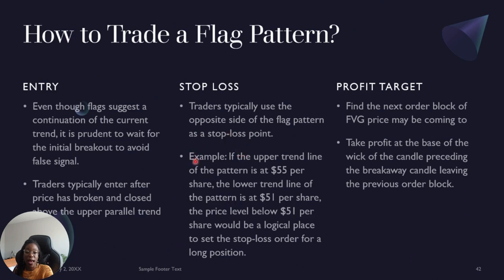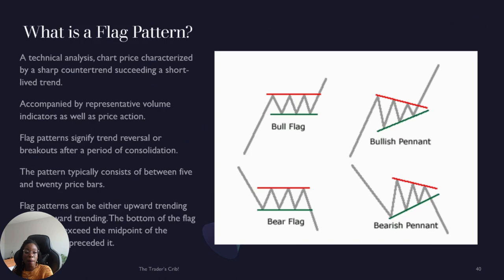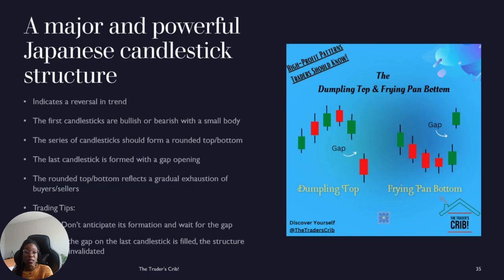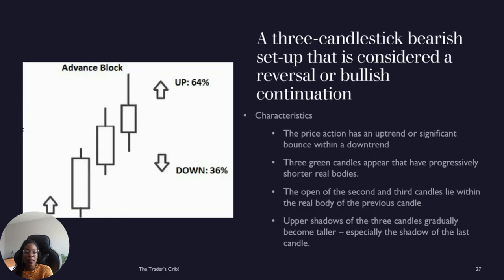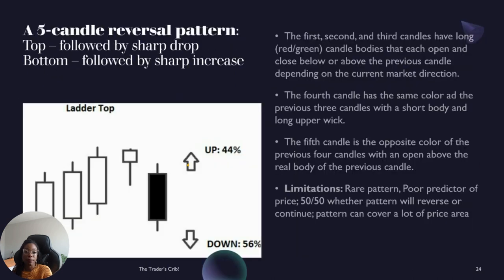And how do we trade the flag patterns? Well, you would take your entry. Even though the flag suggests a continuation of the current trend, it is prudent to wait for the initial breakout to avoid a false signal. Traders typically enter after price has broken and closed above the upper parallel trend line. The stop loss can typically be placed below the level of consolidation. Your take profit is usually going to be a target above, where price breaks out at the next level of resistance. Your take profit can look like a previous order block that needs to be retested or something of that matter that's drawing price to it.